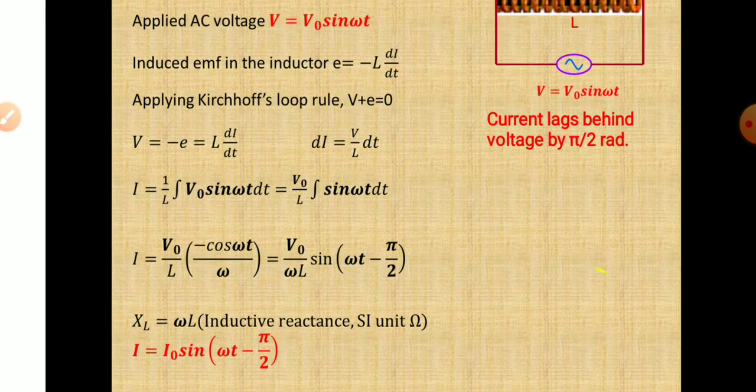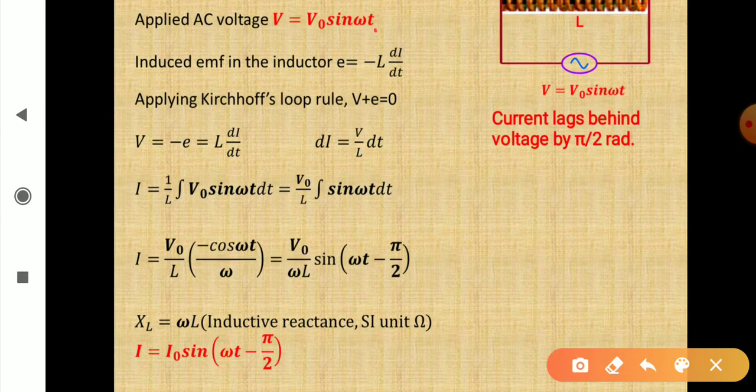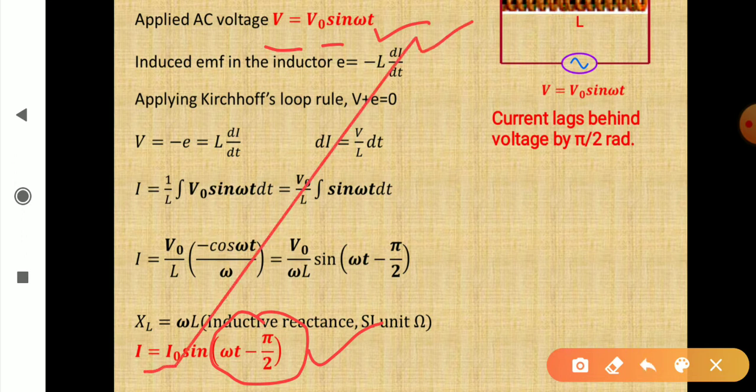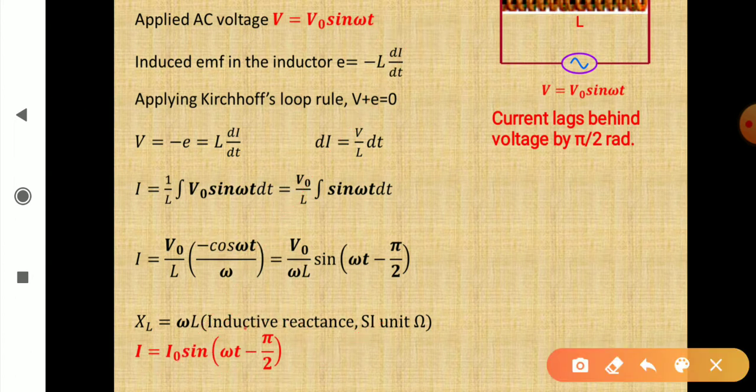If you compare this applied voltage and the AC current in the circuit, then you can see that V is equal to V naught sine omega t, and here you have I is equal to I naught sine omega t minus pi by 2. So current is behind this voltage by this angle pi by 2. You can see that we are getting this minus. Here you have sine omega t, here you have sine omega t minus pi by 2. So current is behind the voltage by pi by 2.